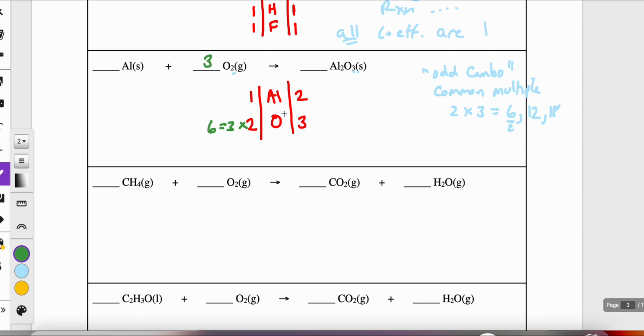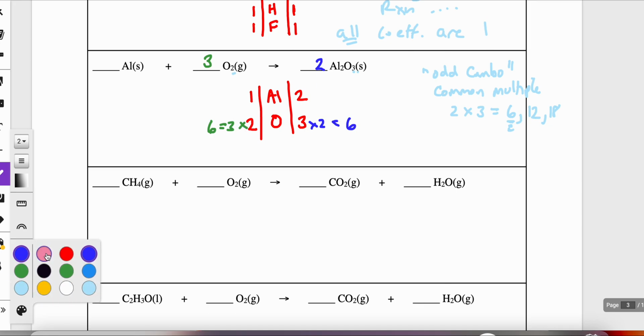It didn't balance it, but now I go to the other side and I notice I have 3 oxygens. So for its common multiple, I'm going to put a coefficient of 2 out there. So now I need to multiply oxygen subscript of 3 by the 2. And now I have an oxygen count of 6 on both sides.